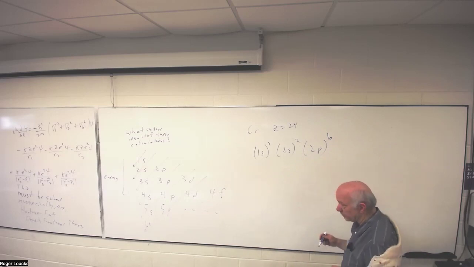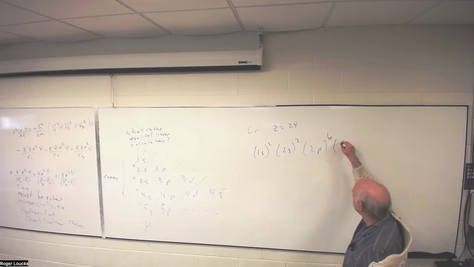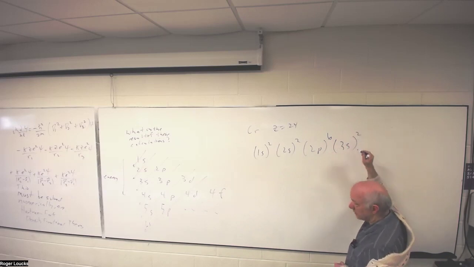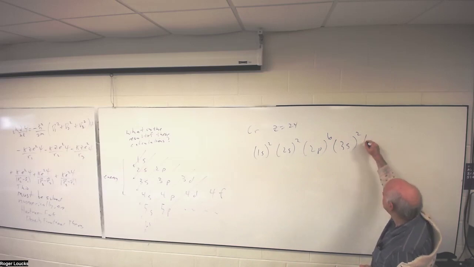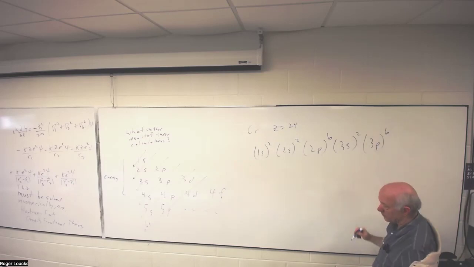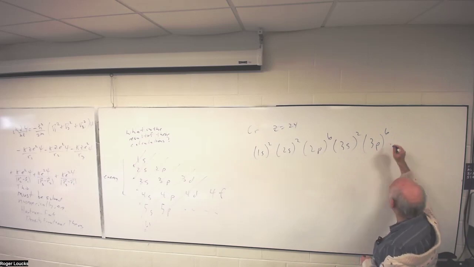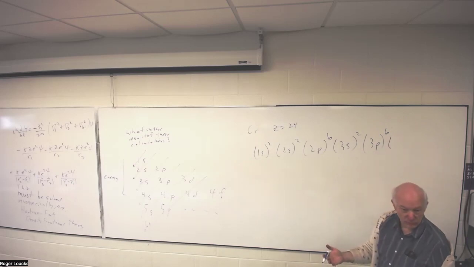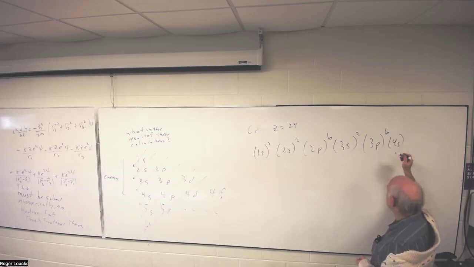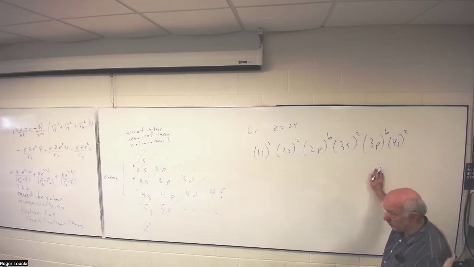According to this, what do we do? 3s. How many in there? 2. Now where? 3p. What happens with 3p? 6. Now where? Something odd here. You might think we would finish up all the 3's, but you don't. It goes to 4s. This is 2. So now we have 20, and 14 more to go.